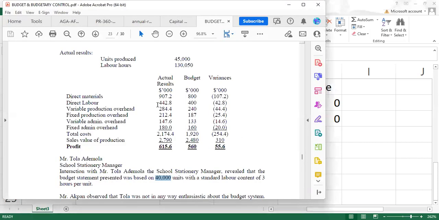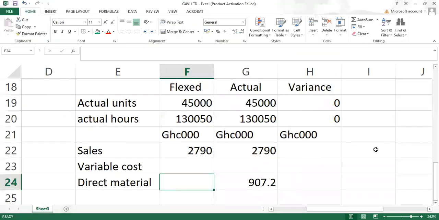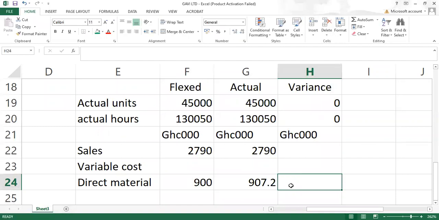How much are we saying that we are going to incur for 40,000 units? 800. So how much will you have incurred for 45,000 units now? It will be 45,000 over 40,000 times the 800. That will give us 900. What is happening? Do we spend more? We should have spent 900, but we ended up spending 907.2.